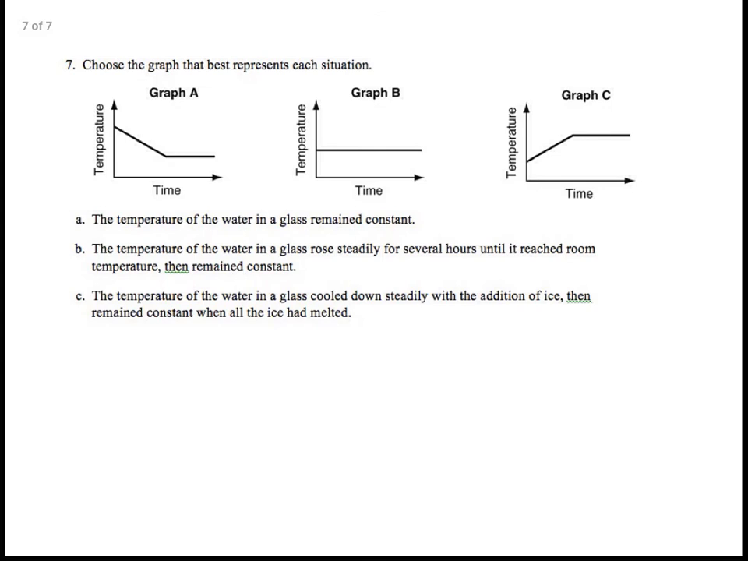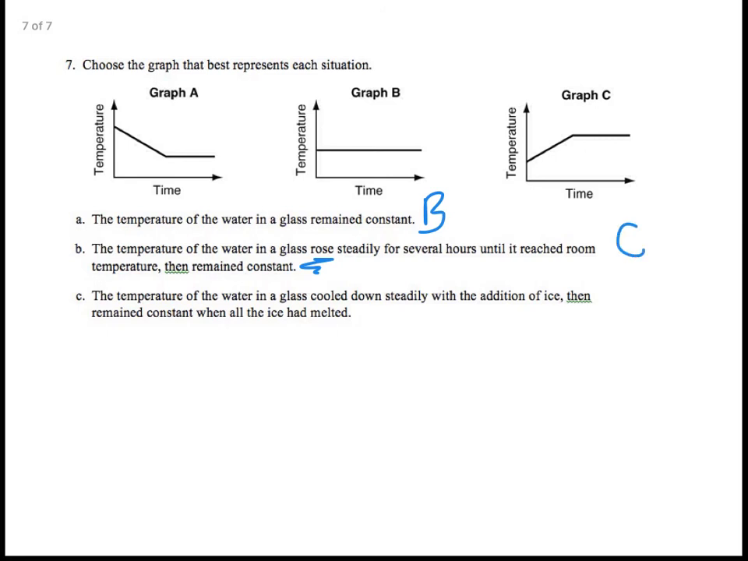One more matching. So this time we're talking temperature versus time. So it says, A says that the temperature of the water in a glass remained constant. Well, constant means no slope, or slope is 0, so it's a flat line. That's got to go with B. The temperature of the water in a glass rose steadily for several hours until it reached room temperature, then remained constant. So if it rose, that tells me it's going up. The only other one that's going up, or the only one in general, is C.